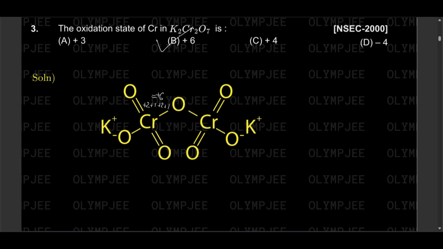Since this does not have any peroxide or superoxide bond, we can also use the mathematical formula. K will have +1, so 2 times +1 plus the oxidation state of Cr, which we need to find, so we will take it as x. O has -2 since there is no peroxide or superoxide, so -2 into 7. This should sum up to 0 because the compound is neutral. So this will lead to x equal to +6.